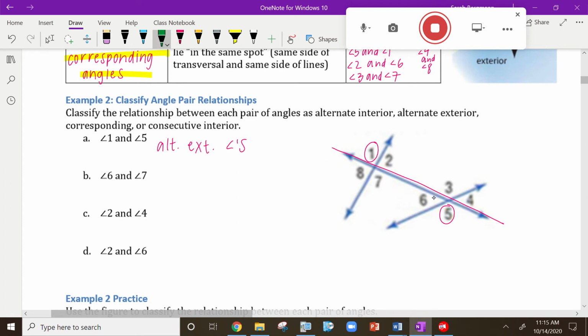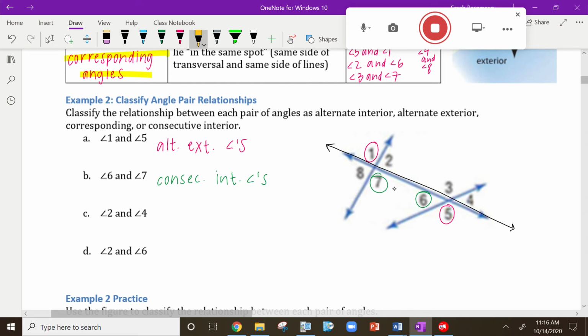Next, we have angle 6 and angle 7. They lie on the interior. Notice the interior is this space here. Since they're on the interior and they're on the same side of the transversal, I'm going to go ahead and highlight this transversal in black so we can continually look at it in a different color. They're on the same side and they're on the interior. Those are called consecutive interior angles.